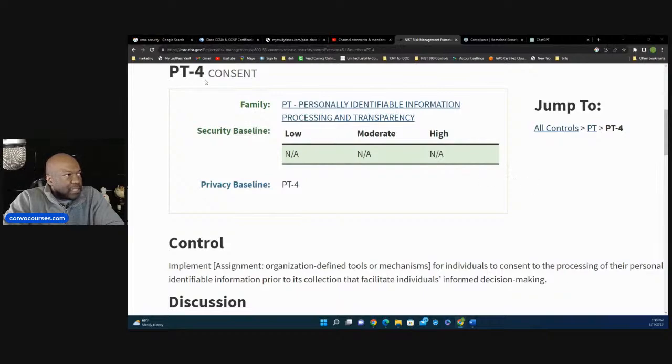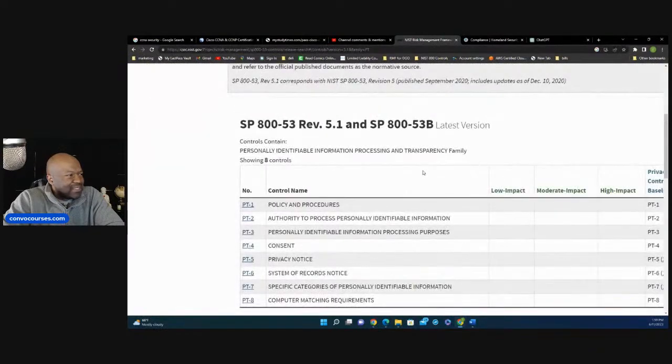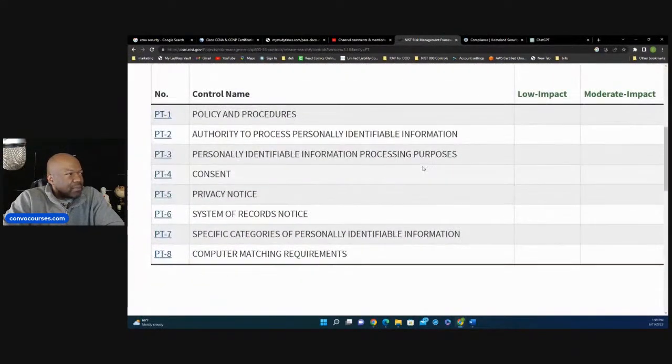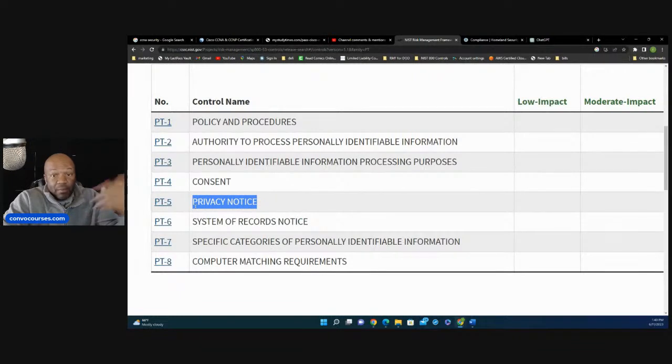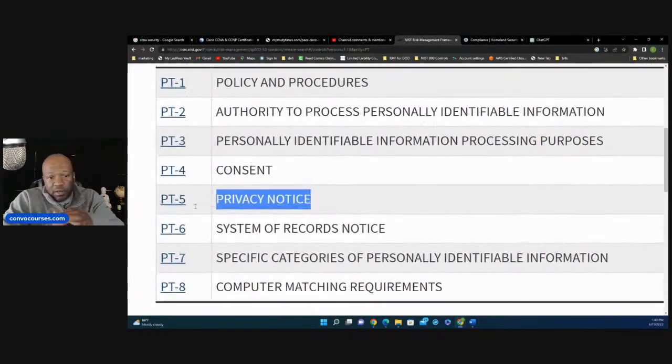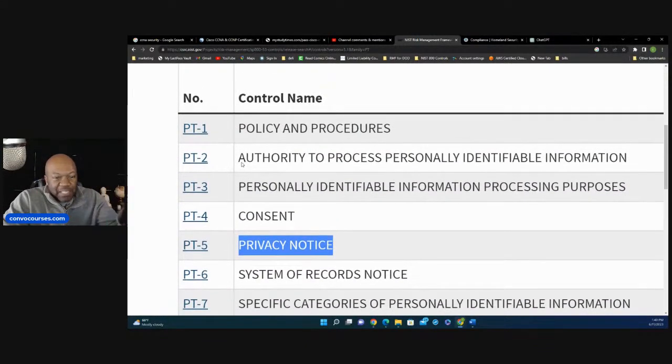There's a few, let me see if I can show you all the PT controls here. You're not always going to use these. You can see these are mostly for websites. You've got one for consent. You've got one for privacy notification. If you've ever gone to a site and it says, hey, by the way, we're going to protect your privacy, we're not going to sell your stuff to other people, it'll say stuff like that. If you read that, most people just say okay and then go into the website. But these PT controls are specifically for if they're collecting information, they're collecting PII.